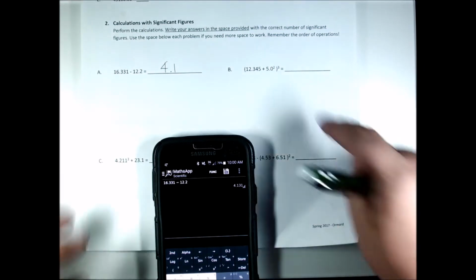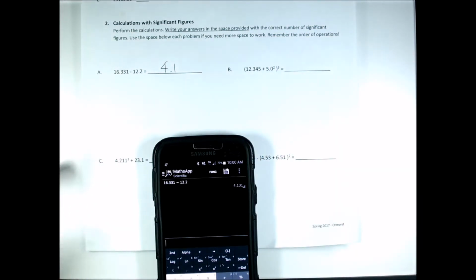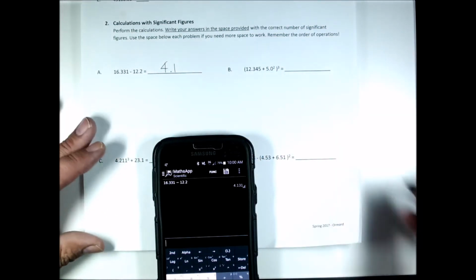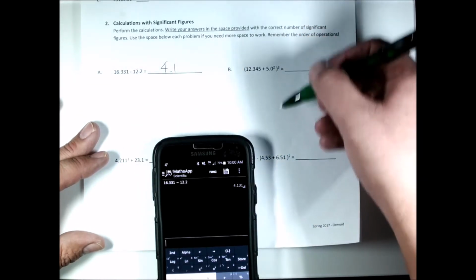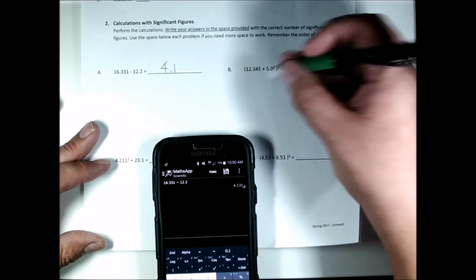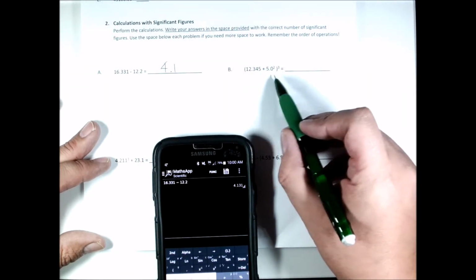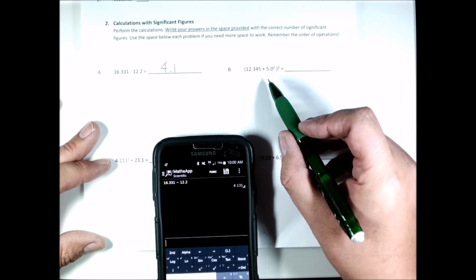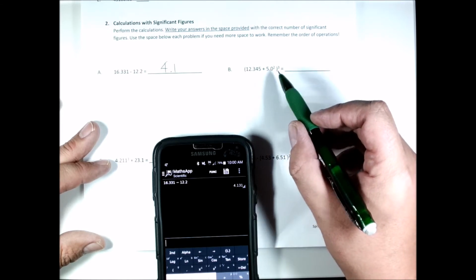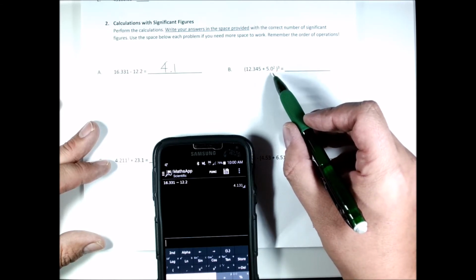All right, let's take a look at part B. So here we need to follow the order of operations. So I like to just go ahead and do it a step at a time and then keep track of my sig figs as I go along. So looking at this here, what should I do first? Which exponent? Inside. The one that's in the parentheses, right? So 5.0 squared.